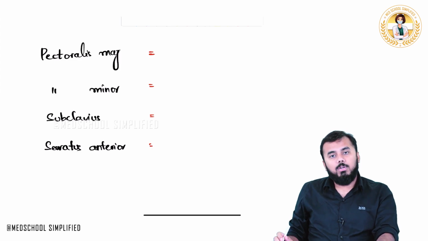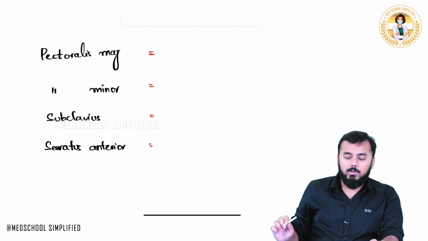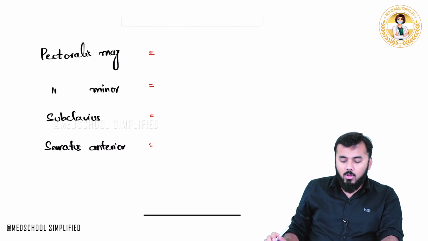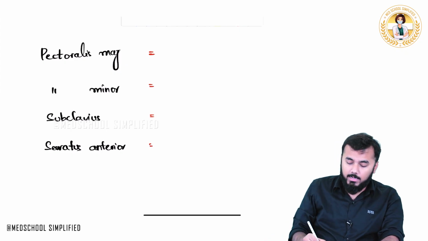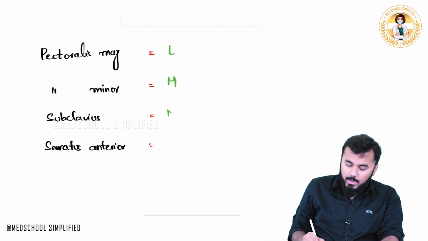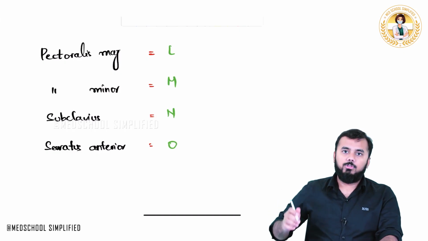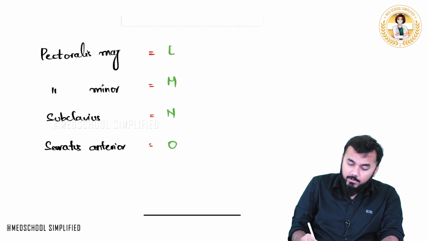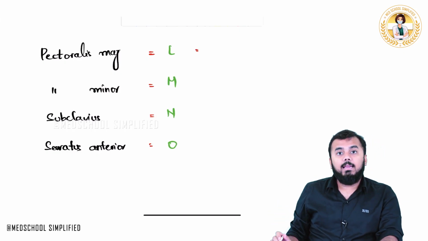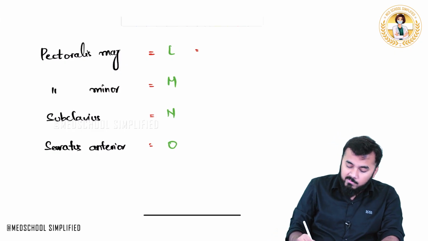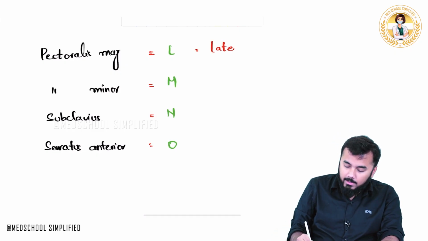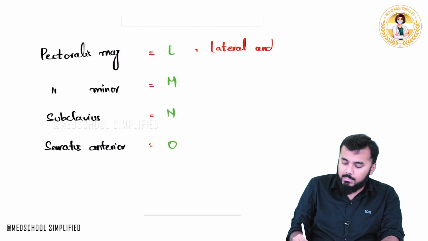Now, all of you know what the nerve supply is. If you want to know the nerve supply, you should know the alphabets. All of you know L, M, N, O, P, right? L, M, N, O, and it continues down. Okay. What does L stand for, guys? L stands for lateral and medial pectoral nerve. L stands for lateral as well as medial.